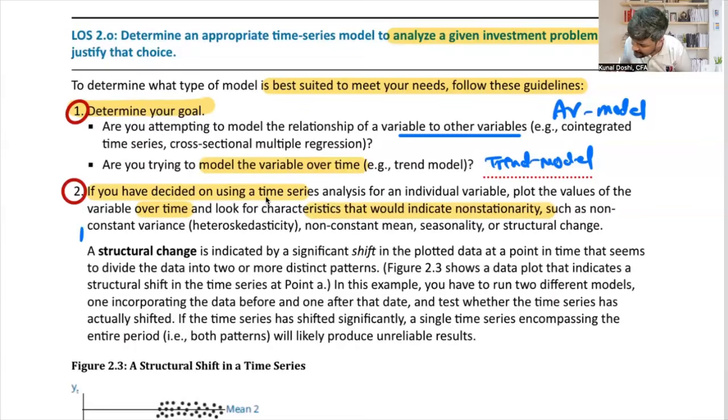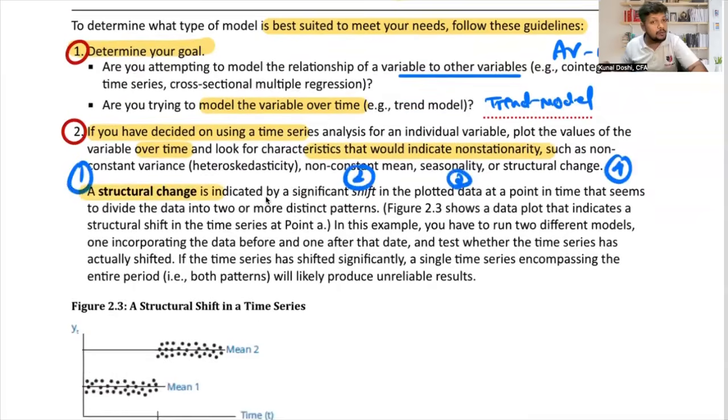Conditional heteroskedasticity, non-constant mean should be constant, right? Third, seasonality, then you'll have to add a seasonal lag, or structural change means the economy has drastically changed. Remember the regime change? So we need to check for all this. Also, structural change they've described in detail. What do you mean by structural change?